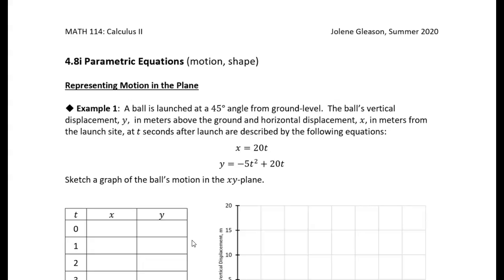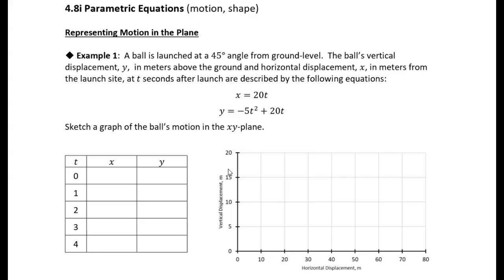So let's take a look at this first example. A ball is launched at a 45-degree angle from the ground level, and the ball's vertical displacement, y, in meters above the ground, and its horizontal displacement, x, in meters from the launch site, at t seconds after launch are described by these equations. We're not going to worry too much about the physics behind them, but it'll simulate the trajectory of a ball in flight, projectile motion, essentially.